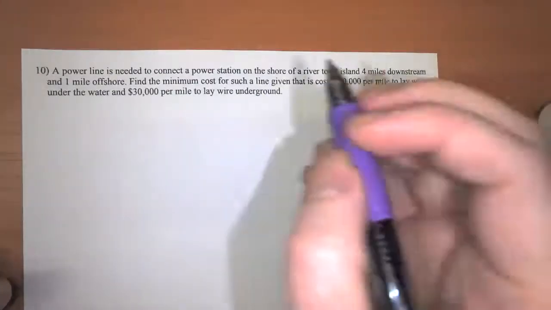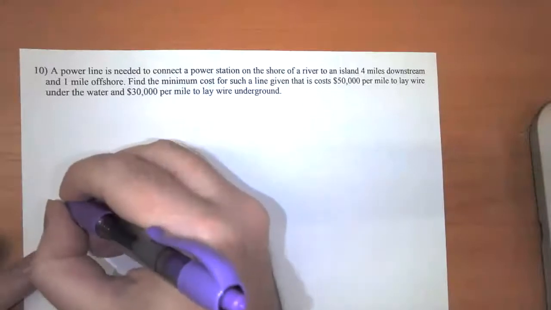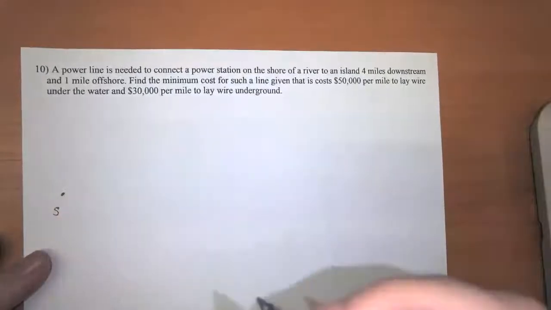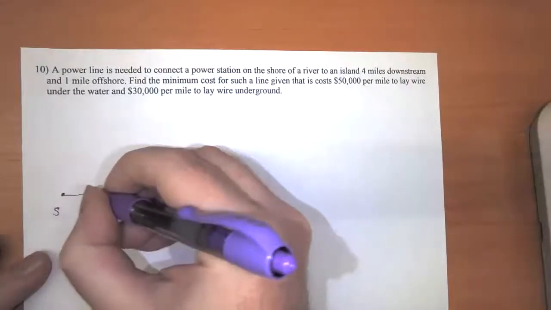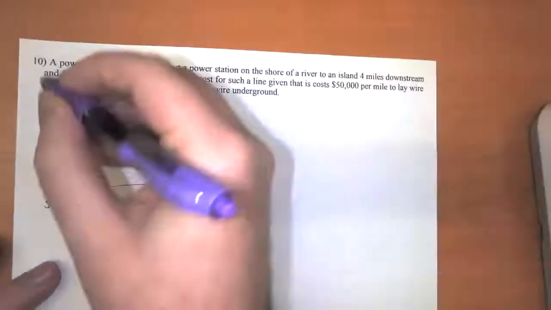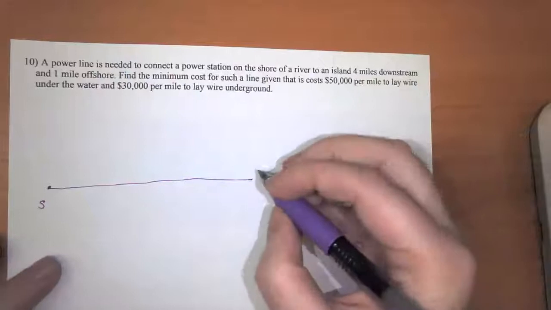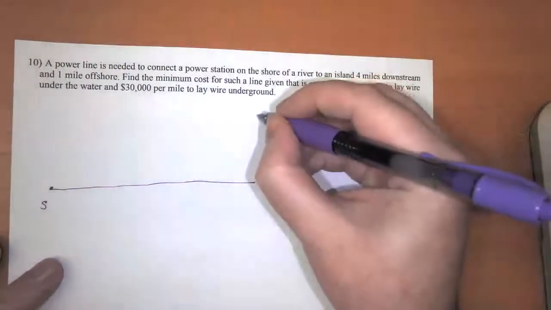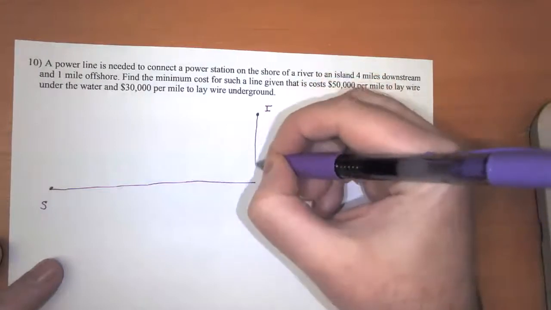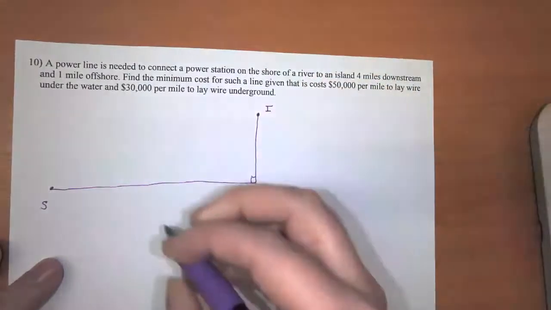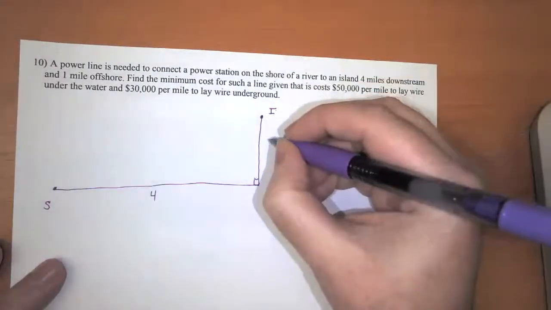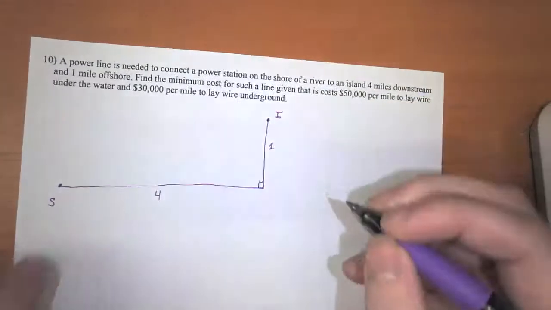All right, so let me draw a diagram. So we've got a power station. I'll stick it here and I'll call it S. And we've got the shore of a river. This is a pretty wide river if it's a mile offshore. So I'm thinking this is more ocean than river. So the island is like over here. Okay, and so it's 4 miles down the river and 1 mile offshore.